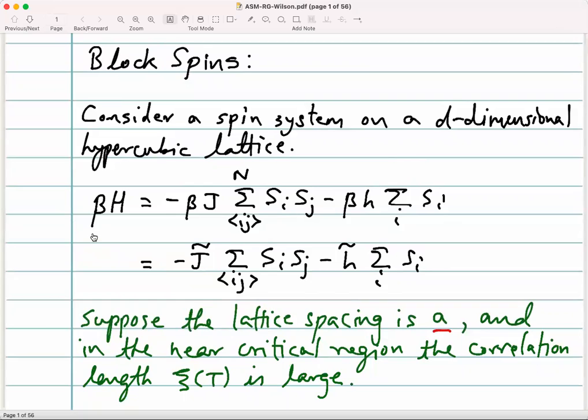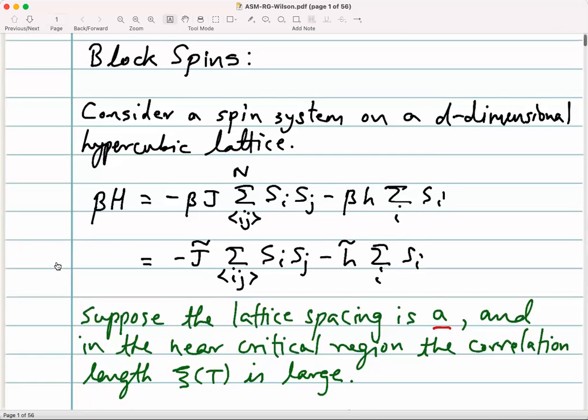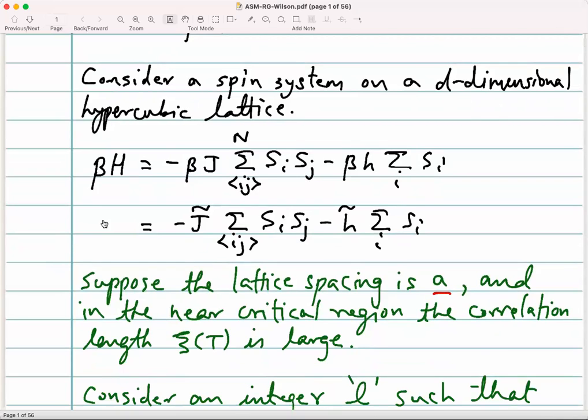Okay, and the Hamiltonian is the same one that we had looked at earlier. That is beta H is equal to minus beta J, the summation over nearest neighbor interaction between the spin degrees of freedom, and an external stimulus, in this particular case magnetic field H, which couples to the spins at every site. Okay, so the J tilde and H tilde are written by just soaking up this beta, just to simplify the expressions. Fine. So we are going to assume that this hypercubic lattice has a lattice spacing of a in every direction. That's why cubic.